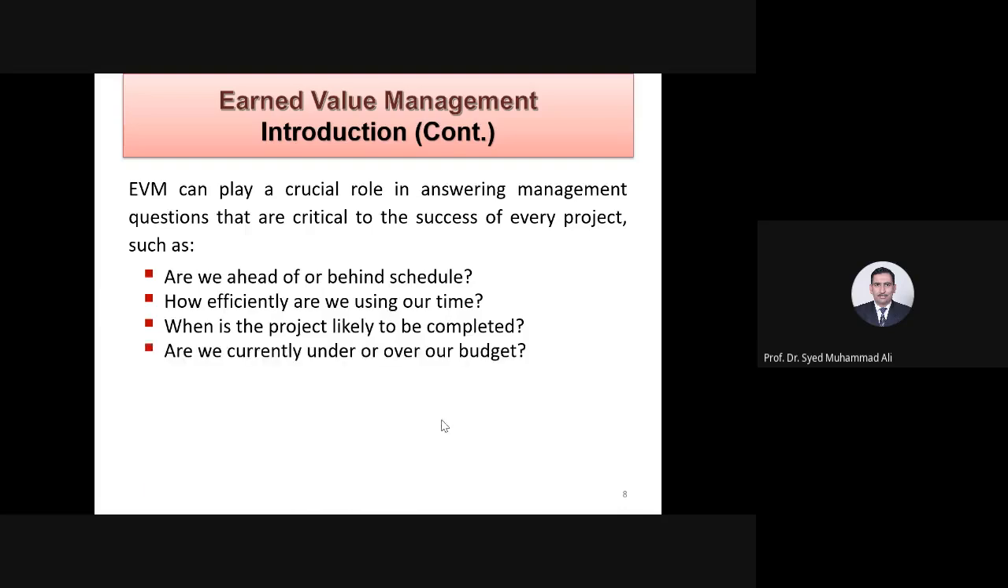Question: are we currently under or over budget? Cost: what is the situation right now? By this time, we should have spent, out of 1,000 million, 1 billion for example, 450 million. What is the situation?